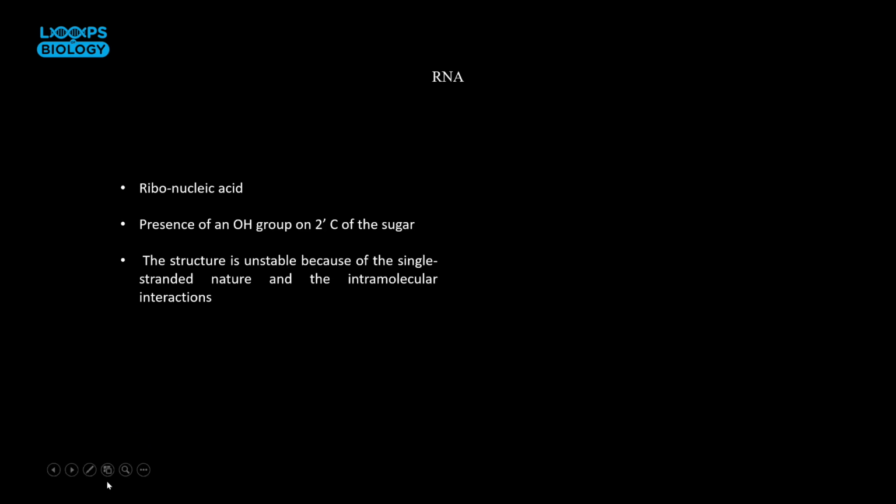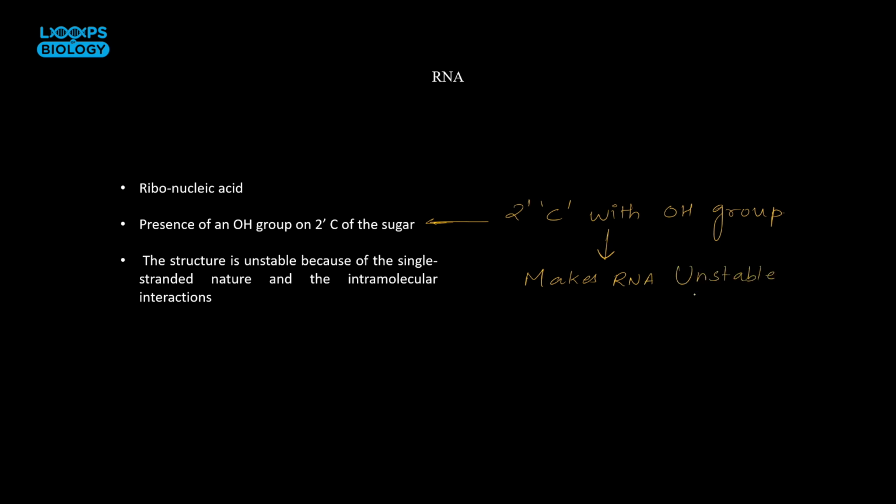Easy peasy. Now moving on to the next part of nucleic acid, that is nothing but RNA. RNA is basically called ribonucleic acid, and it is present with a 2' OH group. This is one of the cases. It has a 2' carbon with a hydroxyl group. This group makes RNA unstable, as it can form a phosphodiester bond.